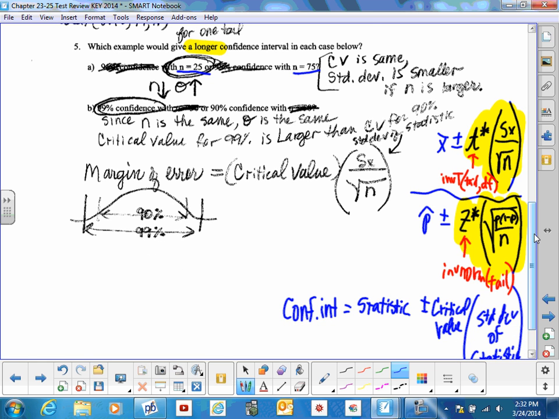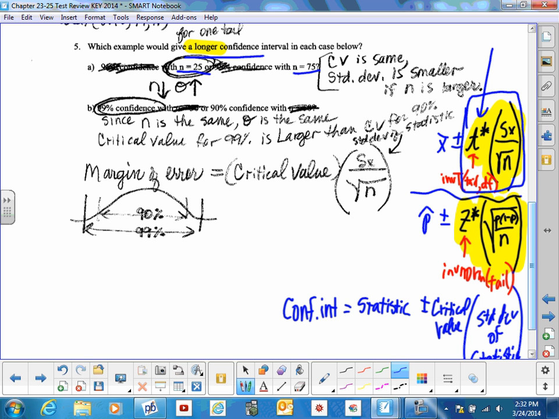What things change the size of an interval? Two things. The size of your sample is correct. What else? Your confidence level. Okay. So, as you can see, for example, from this margin of error, here's your critical value.